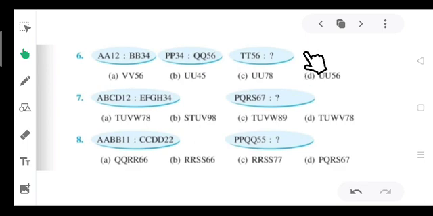So which option is right here? U 7 8. So C option is right. How have we done this? T and then the next letter U. 5 is an odd number, next odd number 7. 6 is an even number, next even number 8. Clear?